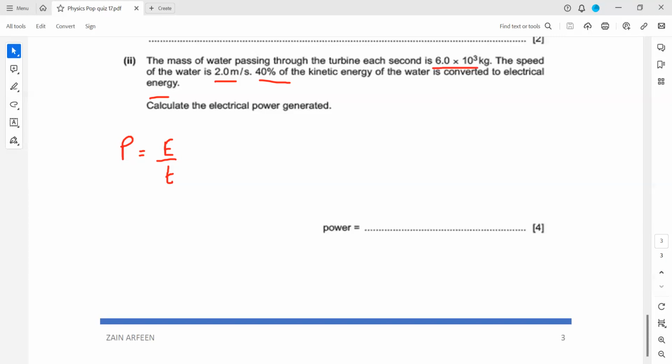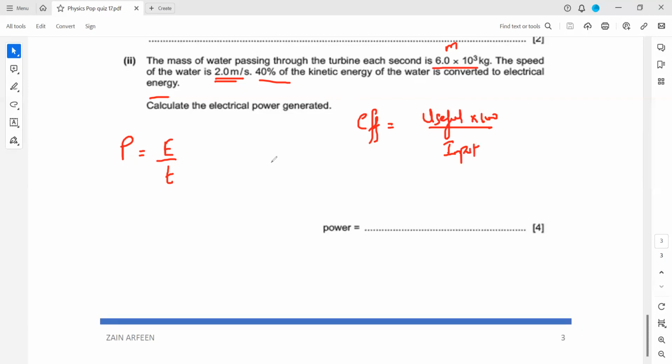So first, what we will do: the water passes through a turbine each second. That is the mass of the water. The speed of the water is 2 meters per second. And 40% of the kinetic energy is converted into electrical energy. We need the electrical power generated. So the formula for efficiency: efficiency is the useful energy times 100 divided by input energy. That's the formula for efficiency.